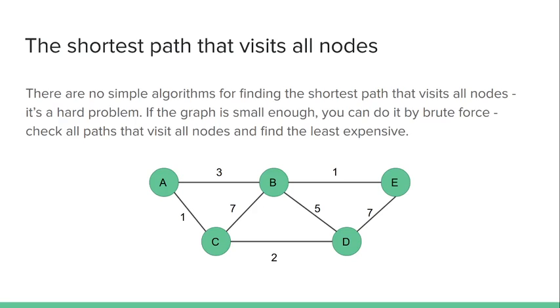So when we're asked to find the shortest path that visits all nodes, if the graph is small enough, then often the simplest way to do it is just using a brute force method. That just means that we check all the paths that visit all the nodes and we find the least expensive path.